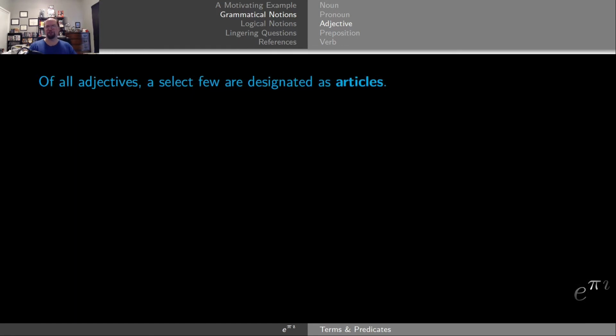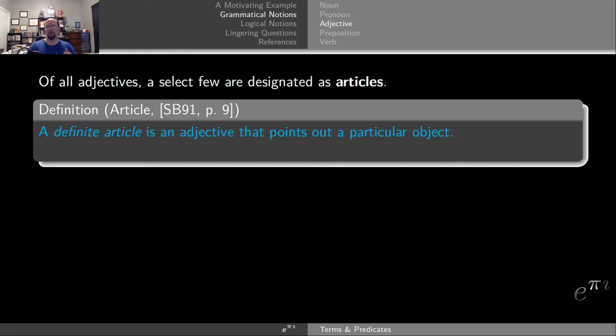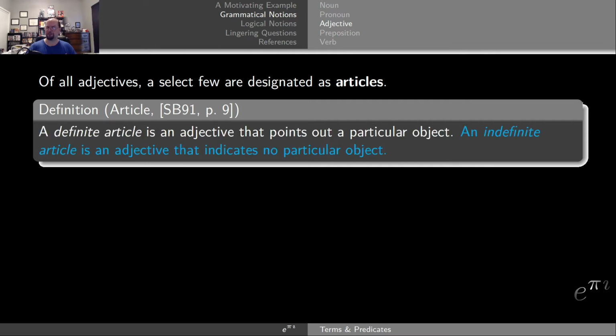Of all adjectives, a select few are designated as what are called articles. A definite article is an adjective that points out a particular object. On the other hand, an indefinite article is an adjective that indicates no particular object. In English, there's only 3 of these.